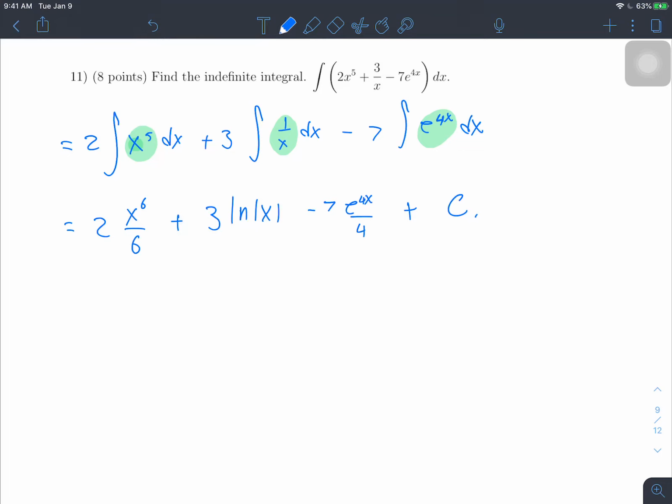Okay, since I did an indefinite integral, the result of my work should ultimately be a family of functions. It's the family of functions of the form 2x to the 6th over 6 plus 3 ln absolute value of x minus 7 e to the 4x over 4 plus some number.